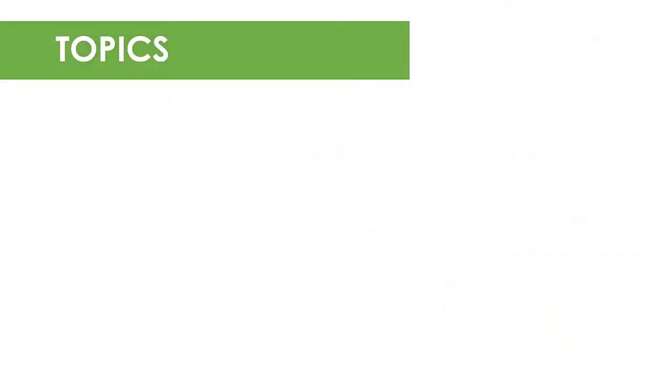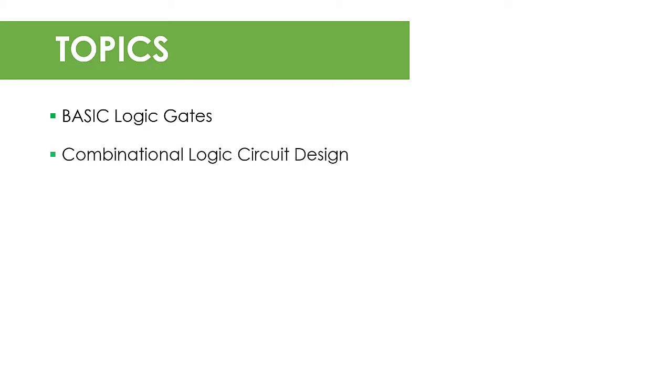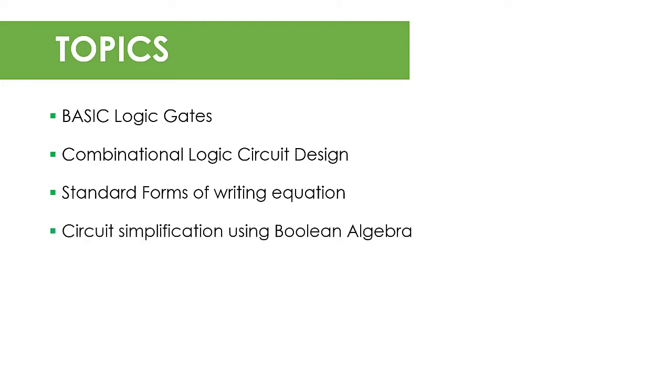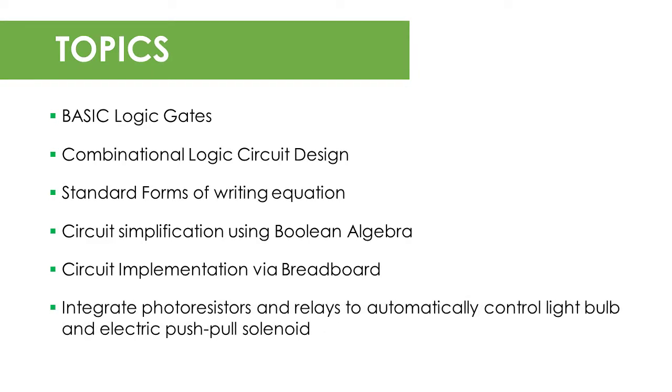To be specific, you will learn everything about logic gates, like its logic expression, symbol, and truth table. You will learn how to manually design a combinational circuit using the standard forms of writing equation. We'll review the Boolean algebra, laws, rules, and theorems that you've learned in your discrete math and use it to simplify our circuit design. Finally, we'll implement the circuit using breadboard together with some additional components such as photoresistors and relays so that you can see in actual how the logic circuits can be used to control electrical devices.